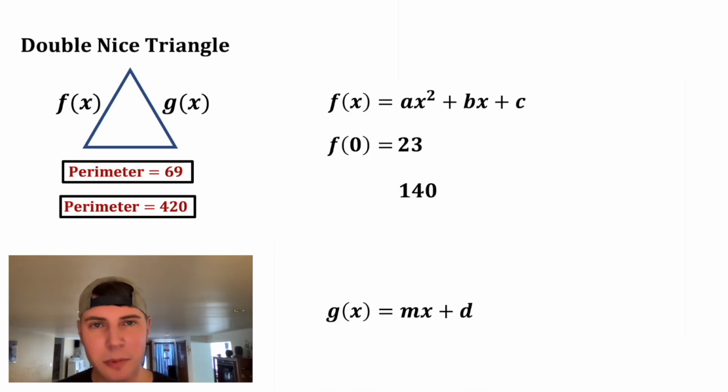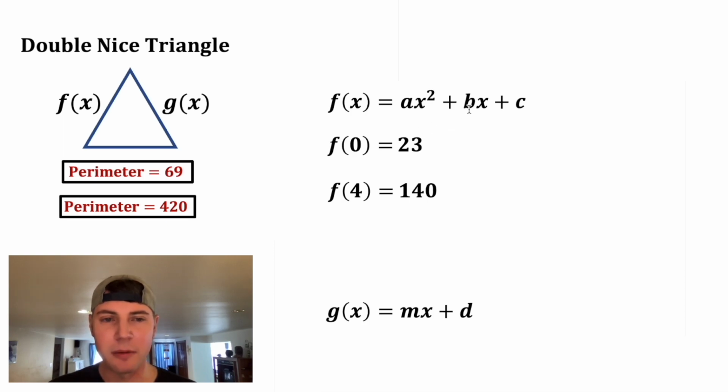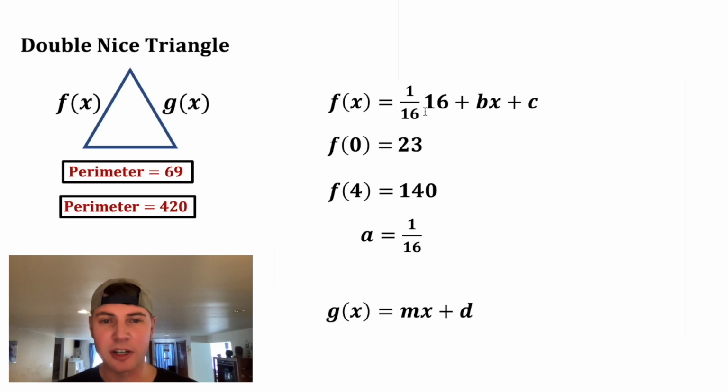I thought f of 0 would be the easiest thing to work with, and then f of 4 just sounded nice. We need to solve for three variables a, b, and c, but I only have two equations. So I need some third equation. I'm just going to assign a value for a. Now if I plug in 0 for x, it doesn't matter what a is. And if I plug in 4 for x, this will become 16. So a really convenient value for a would be 116, because when I plug that in for a, these are going to cancel to give me 1.